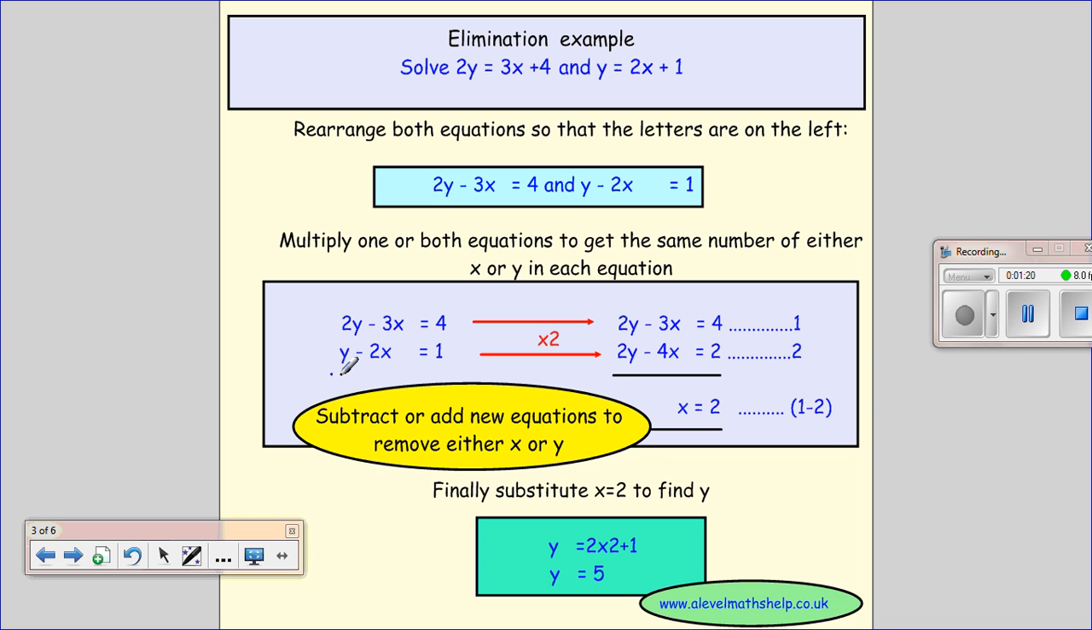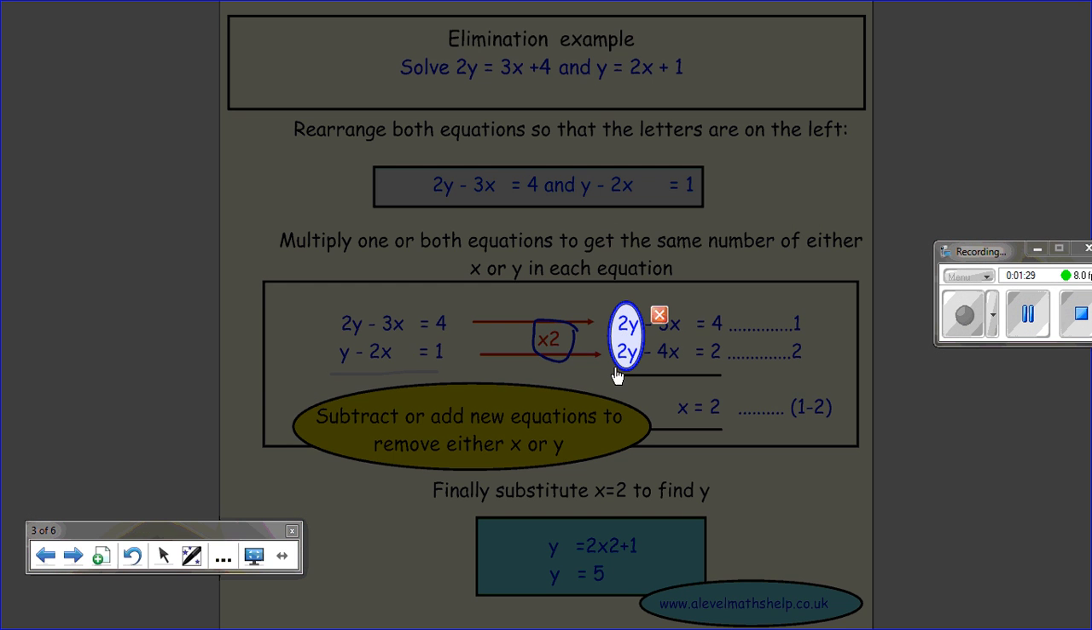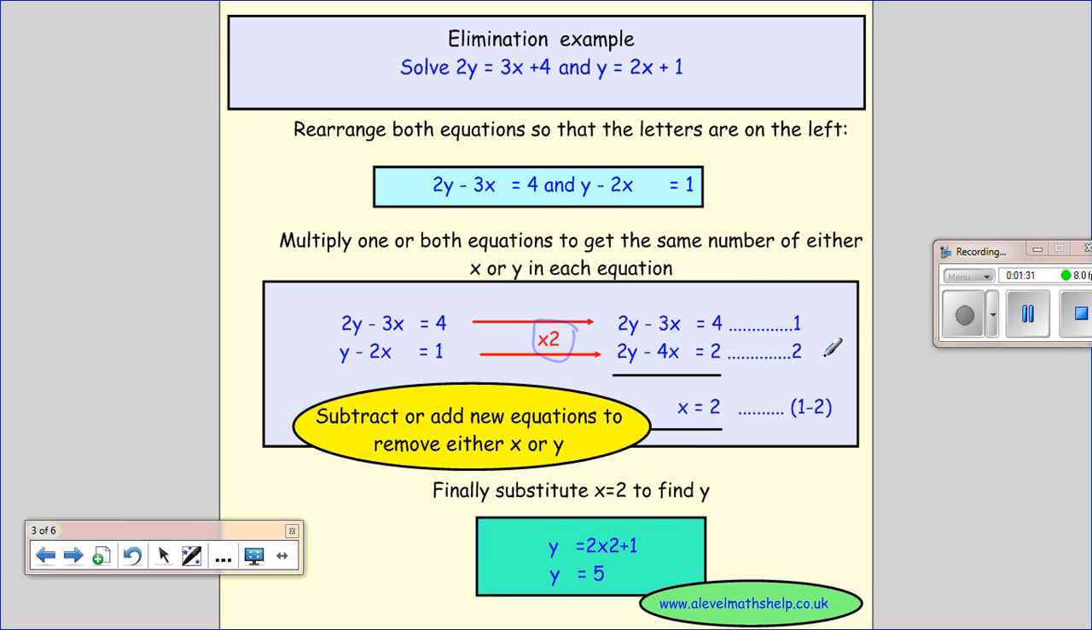So I can see if I multiply this bottom equation by 2, it will become 2y minus 4x equals 4, and then you have the same number of y's in both. And when I subtract my two equations, as I'm going to do here, hopefully you can see that the 2y take away 2y equals no y's, and the y's are eliminated from my equation. So let's do the subtraction. 2y minus 2y equals 0. Minus 3x minus minus 4x gives me x. 4 take away 2 gives me 2.